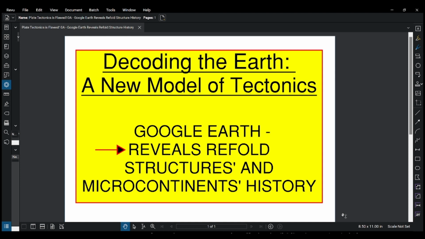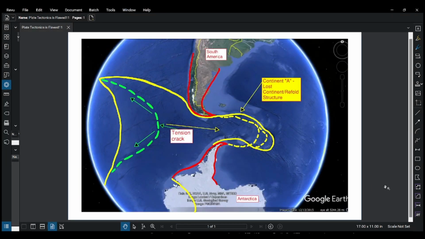Okay, so we just looked at some internal features and structures on Google Earth and within the North America structure and in Central America and all that. So now I'm just going to continue with how Google Earth reveals refold structures and microcontinents history. So it's all related. You'll see these microcontinents that are discussed in geologic literature, and I have things figured out from this model. Okay, what we have here is what I call the lost continent of continent A. I couldn't think of a name, so I just started with the alphabet, called it continent A.